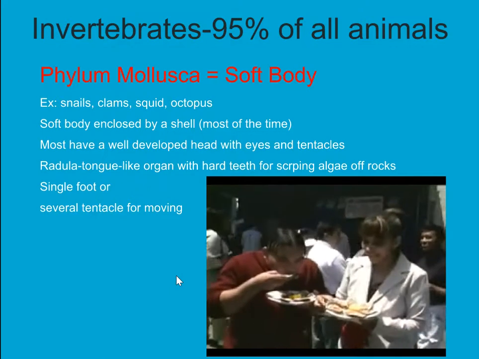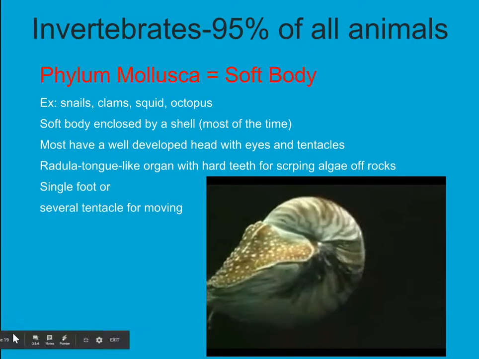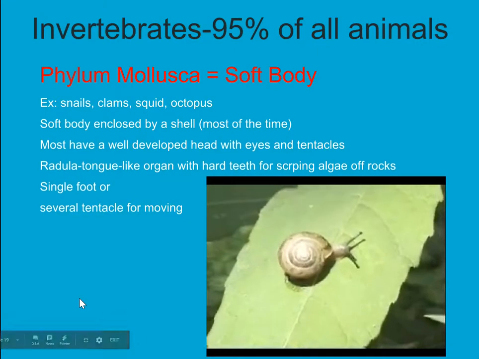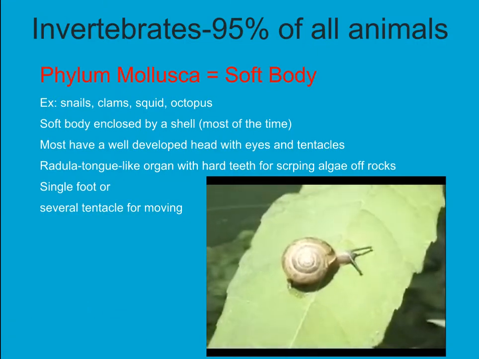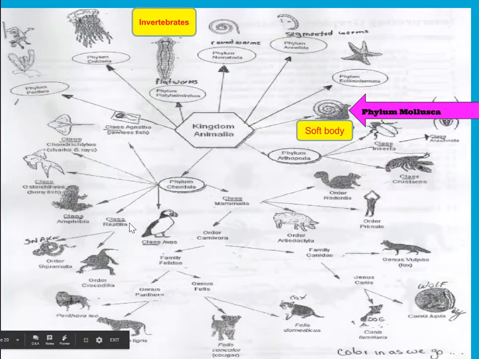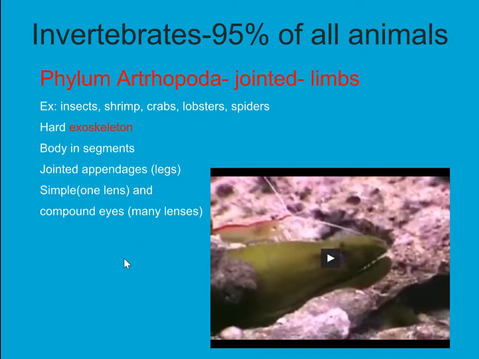Widely used as food, you'll find soft bodies, such as this ocean-living nautilus, living both in the water and, like this little guy, on dry land. Okay, and here they are on our chart, phylum Mollusca. They're the soft bodies. The next group of invertebrates are phylum Arthropoda, which means jointed limbs.